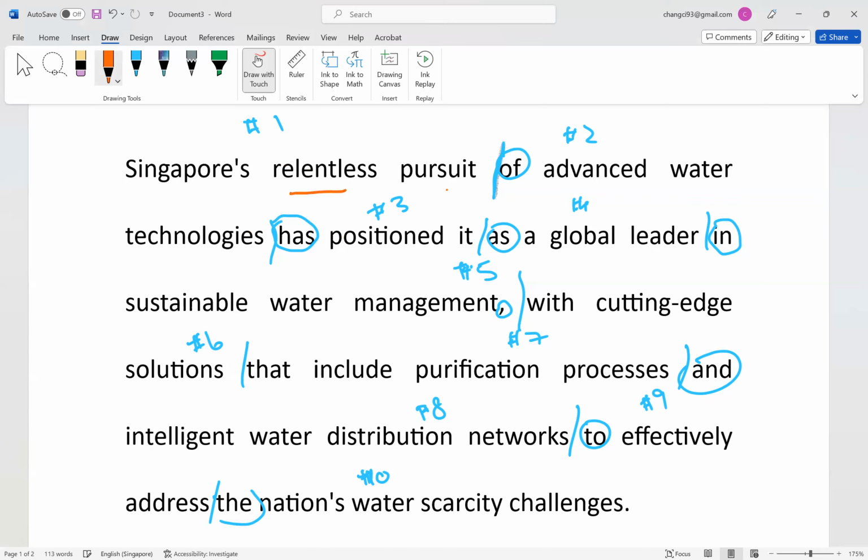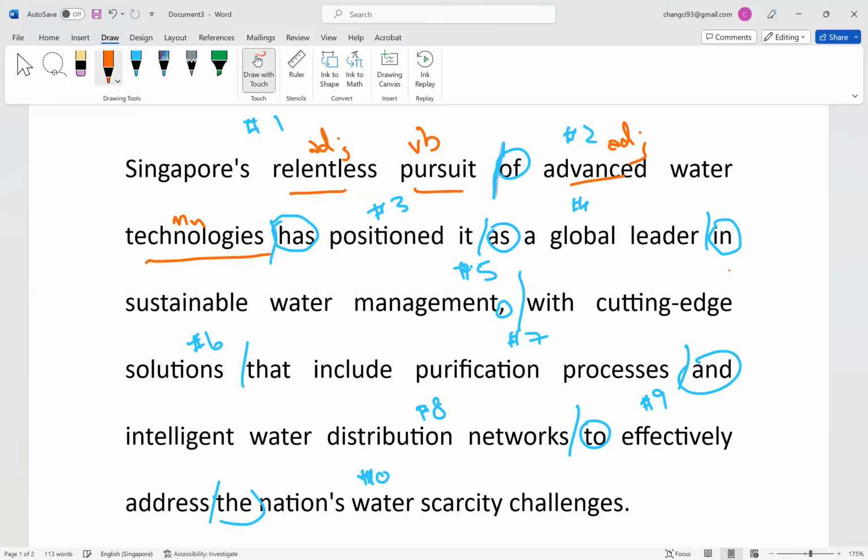So relentless pursuit, right? Adjective, verb, advanced water technologies, adjective, noun. So in this case, I don't really want to paraphrase the word water because there's really no other way to paraphrase the word water in itself.